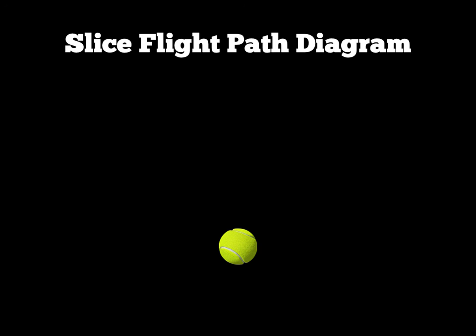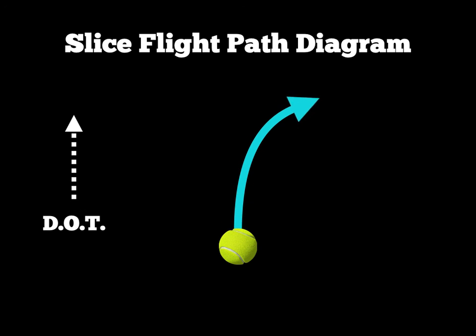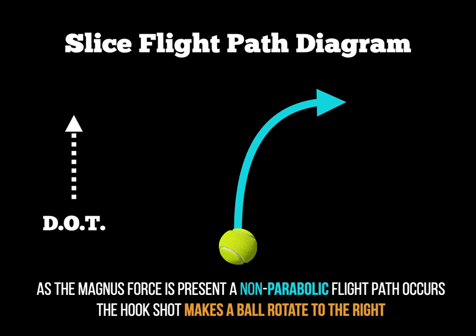And finally, to finish this screencast, sorry it's been a bit long this one, the slice flight path diagram is exactly the same as the hook one, except the curved line is going to go to the right instead of the left. So remember that direction of travel line when you're drawing this. Make your ball nice and easy, curved arrow to the right. Once again, as the Magnus Force is present, a non-parabolic flight path occurs. Apologies, that should say the slice shot underneath. So the slice shot makes the ball rotate to the right.